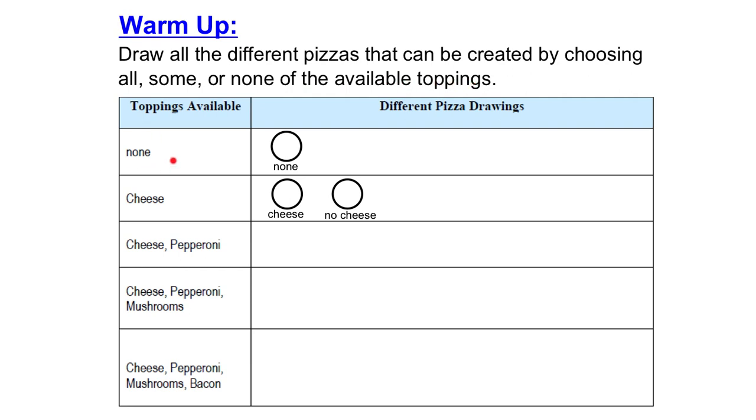So here we have no toppings at all. There's only one choice. If you have cheese as a topping, you could have cheese or no cheese. So there's two possible pizzas that you can have. Now you have a choice with cheese or pepperoni. So how many different pizzas could you make?